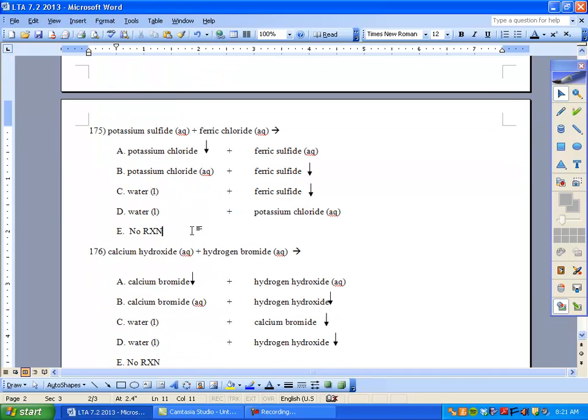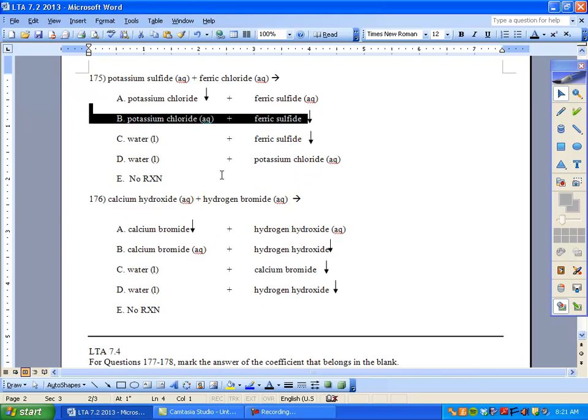Number 175 is a double replacement. So the partners should switch places, getting potassium chloride plus ferric sulfide. So that is both A and B. So we need to look at the down arrows in the aqueouses. If you check your activity series, ferric sulfide is insoluble, so it should be a precipitate, and potassium chloride dissolves in water, making it aqueous. So your answer is B.